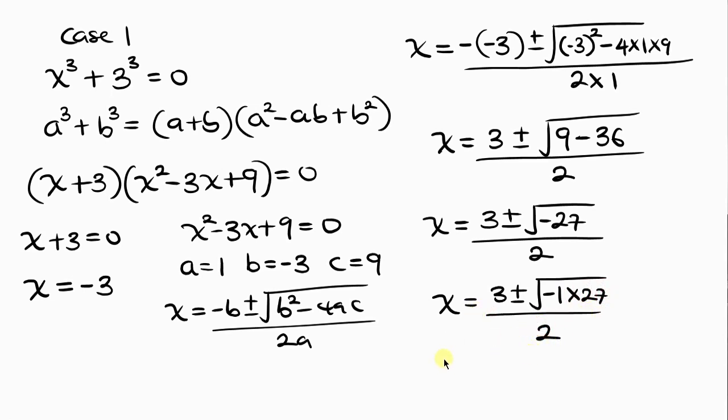Now this can also be written as x equal to 3 plus or minus the square root of negative 1 times, now 27, I can decompose into a perfect square and another number. That means multiply a perfect square with another number. The perfect square I'll be multiplying is 9 times 3. So 9 times 3 is 27, all over 2. Let's continue in the next slide.